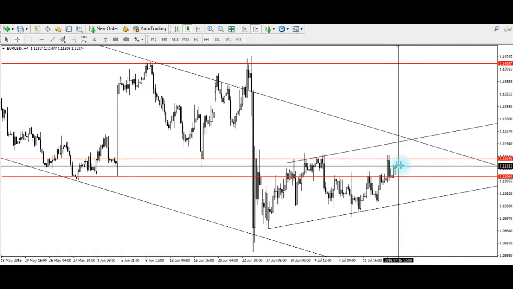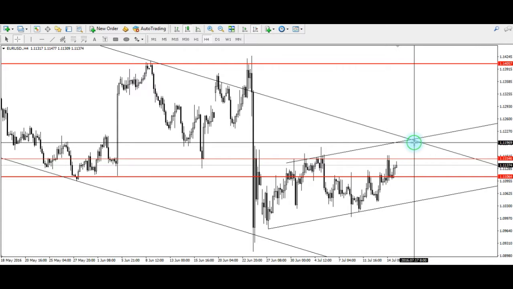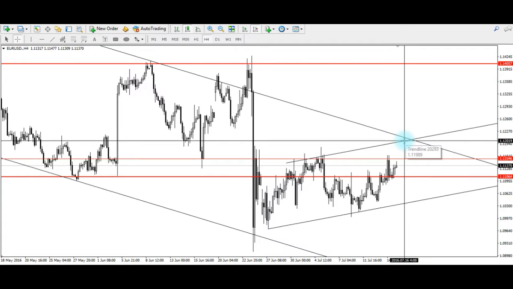So expected the price to appreciate a little bit further till it touches the top of this channel itself, and then to look for the sell.